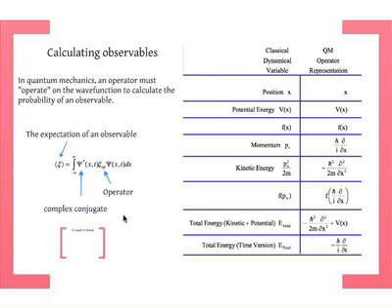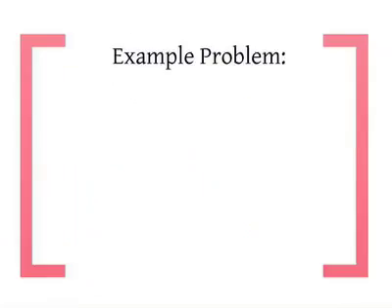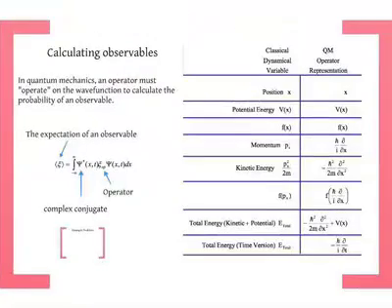Okay, it's the same thing. This is equal to the observable value, the expected value. Of course, it's very different than classical mechanics. So before we do that, let's look at some of the observables here, and we'll do an example problem.